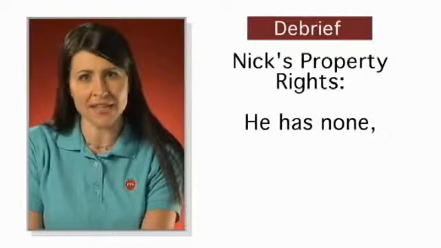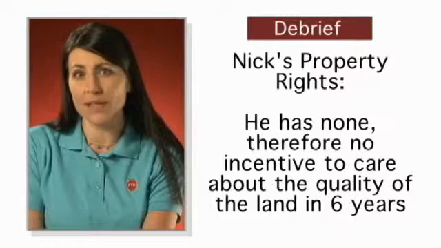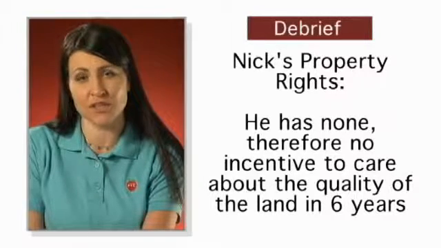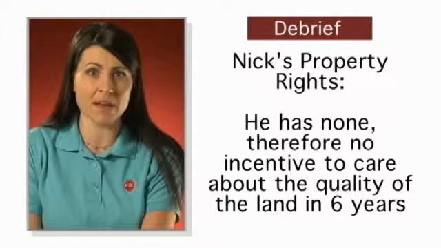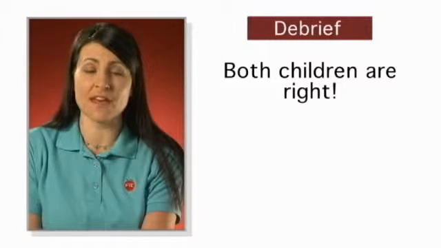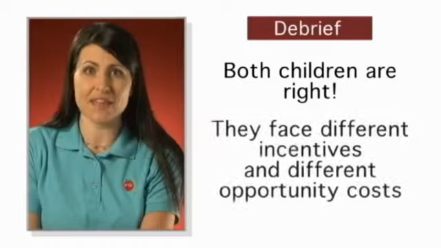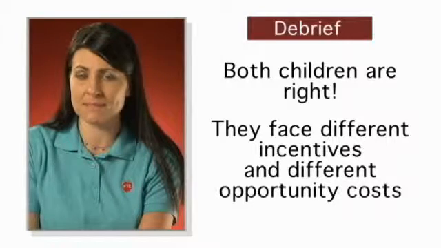Nick, on the other hand, has no property right and therefore has no incentive to care about the quality of the land at the end of the 6-year time period. If he lets any land lie fallow, he reduces the amount of income he can earn. For this reason, Dad should decide that both children are right. They face different incentives and different opportunity costs.